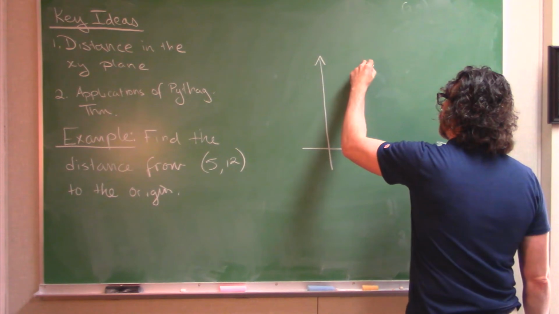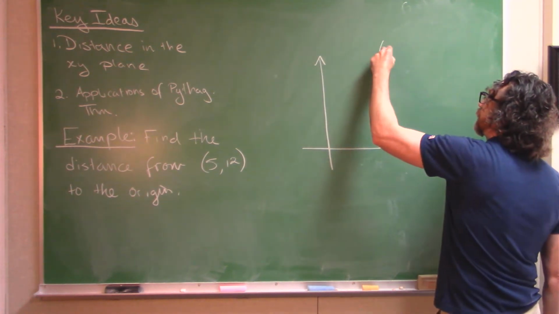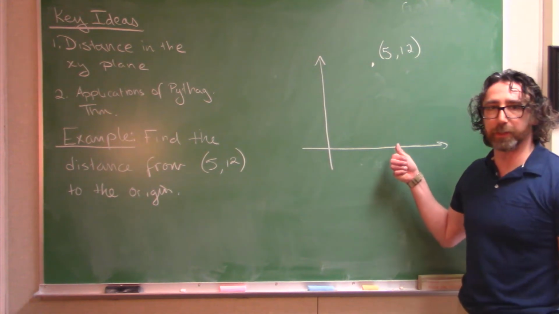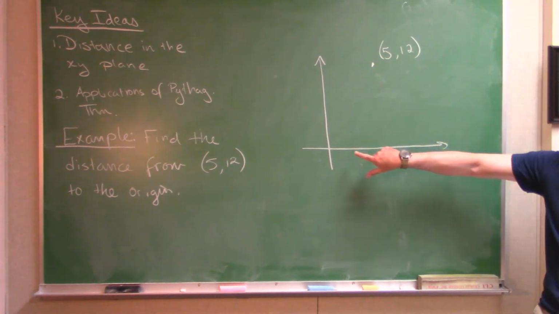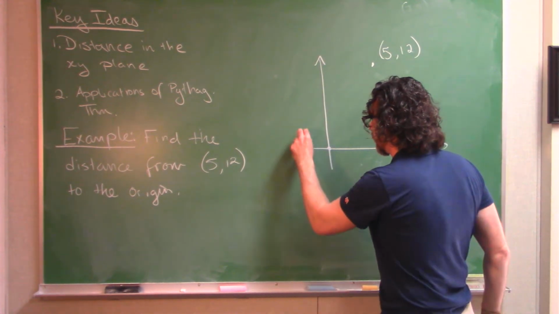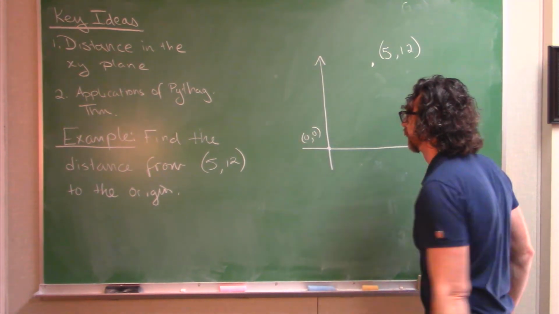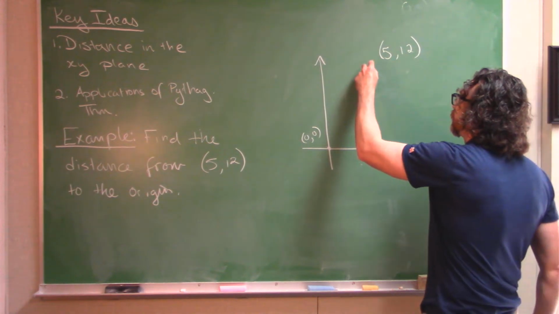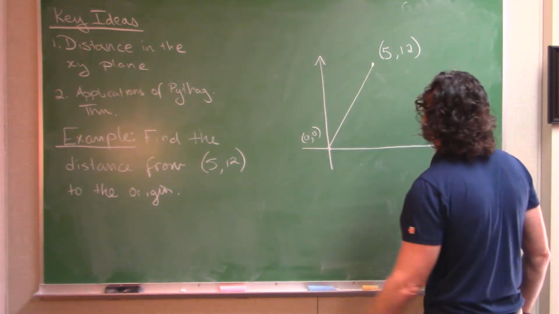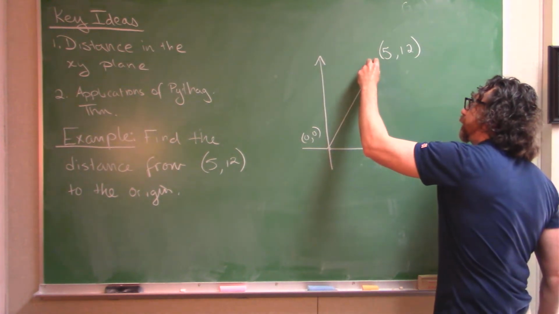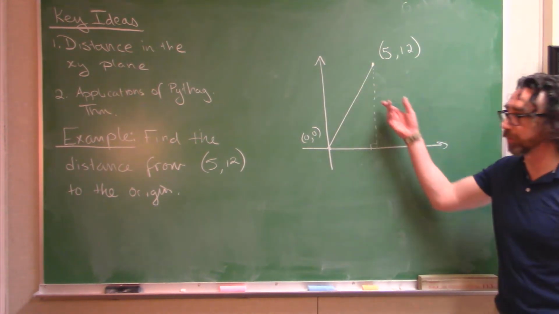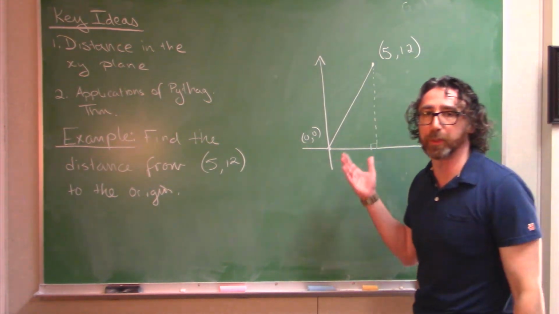5, 12, somewhere about there. I would go 5 units to the right and 12 units up, starting at the origin. Okay, and of course we know the origin right here has coordinate (0, 0). So we want to find this length. Well, we do the same trick. We will make ourselves a little supplementary right triangle.